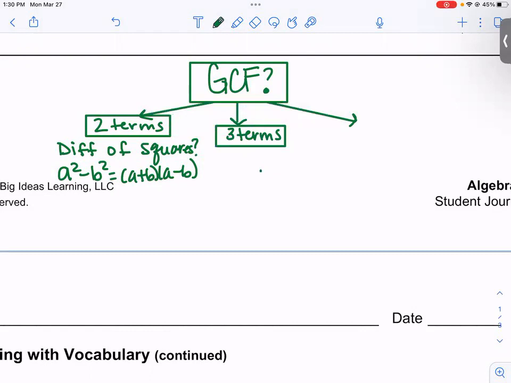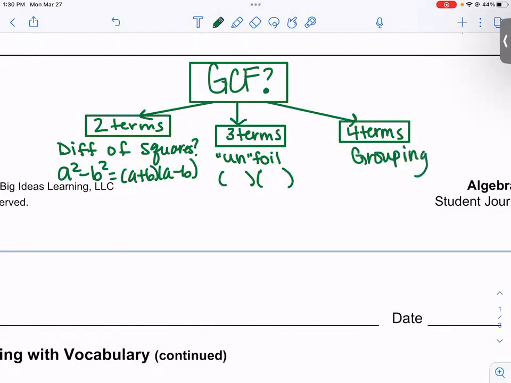If there are 3 terms, then it's a trinomial, and you need to do what we basically call unfoiling. That's what we've worked on for the past how many days? If there are 4 terms, what method do we have? The one we just learned, factor by grouping.